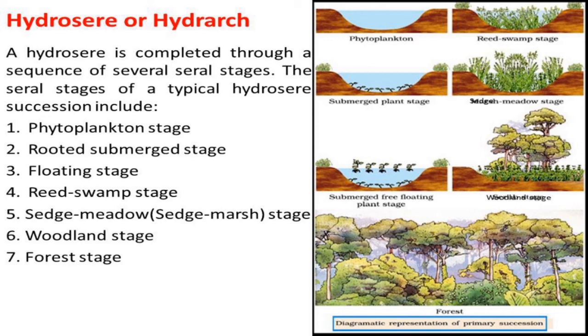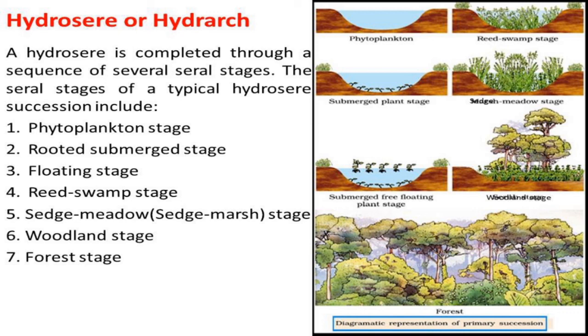Sedge meadow stage is followed by the woodland stage. In the woodland stage, certain species of shrubs and medium-sized trees appear to form open vegetation or woodland. They make the habitat more dry, and all the aquatic animals disappear completely. The shrubs and medium-sized trees are followed by large trees. Now the soil is enriched with minerals and ultimately a stable community is formed.